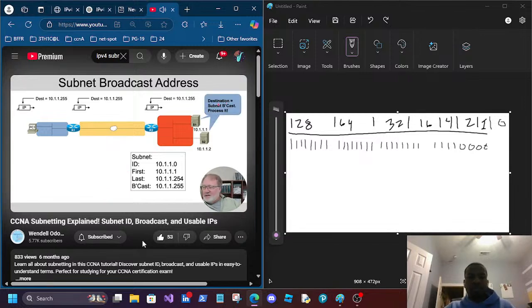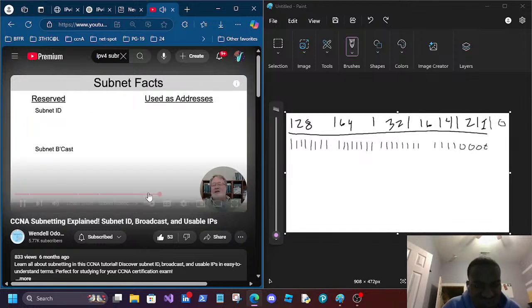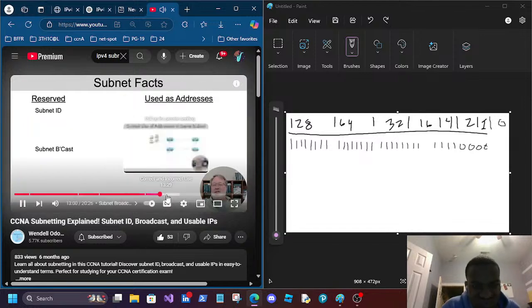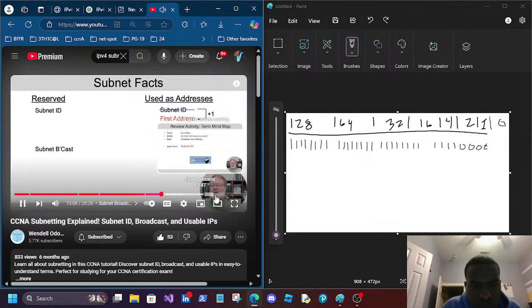When they receive it, they'll think: hey, the destination is the subnet broadcast. Let me process it and maybe reply. For instance, you can ping a subnet broadcast address and often get multiple devices to reply back to you. So let's go over those subnet facts one more time. The subnet ID and the subnet broadcast address in each subnet are both reserved. Then to calculate the usable addresses, we take the subnet ID and add 1 to the value in the fourth octet to find the first.